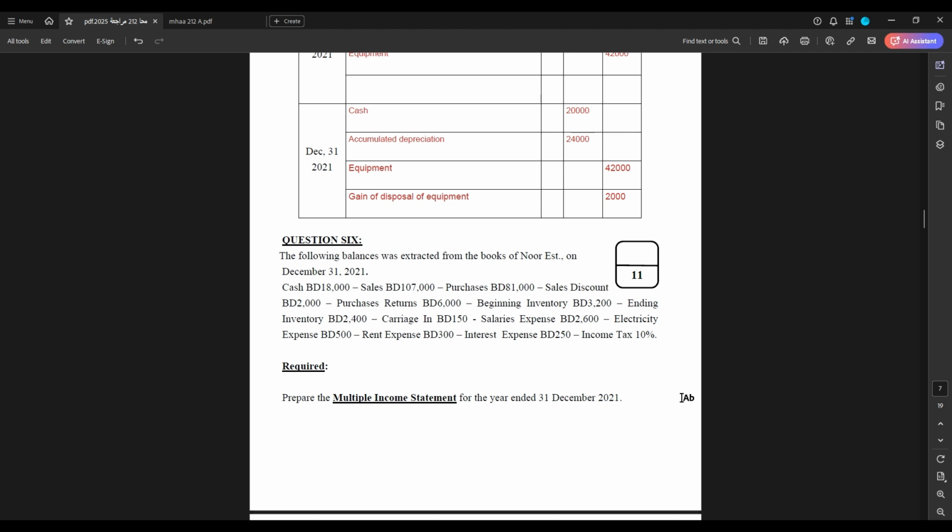Now moving to question 6. The following balances was extracted from the books of Noor establishment on December 31. We have the following accounts. We have cash, sales, purchases, sales discount, purchase returns, beginning inventory, ending inventory, carriage and salaries expense, electricity expense, rent expense, and interest expense, and income tax of 10,000. Required, prepare the multiple step income statement for the year ended 31 December 2021.